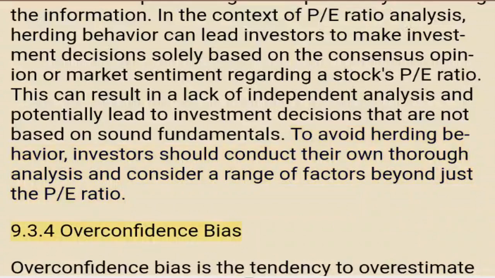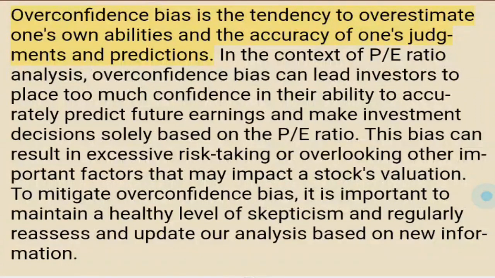9.3.4 Overconfidence bias. Overconfidence bias is the tendency to overestimate one's own abilities and the accuracy of one's judgments and predictions. In the context of P/E ratio analysis, overconfidence bias can lead investors to place too much confidence in their ability to accurately predict future earnings and make investment decisions solely based on the P/E ratio. This bias can result in excessive risk-taking or overlooking other important factors that may impact a stock's valuation. To mitigate overconfidence bias, it is important to maintain a healthy level of skepticism and regularly reassess and update our analysis based on new information.